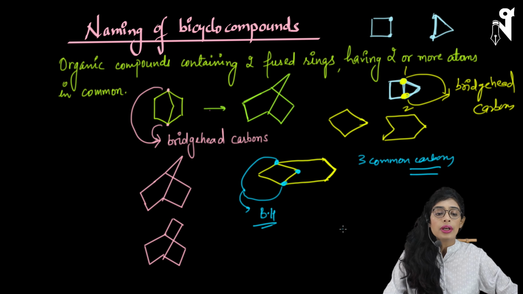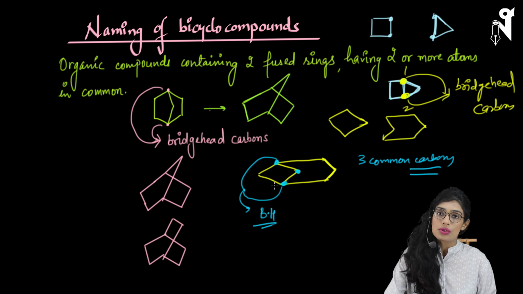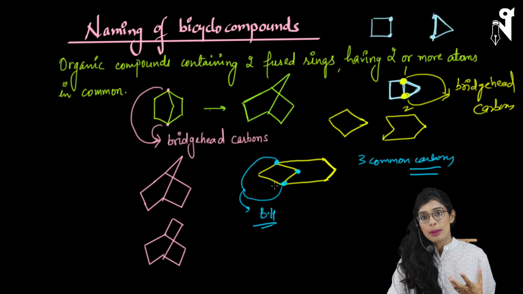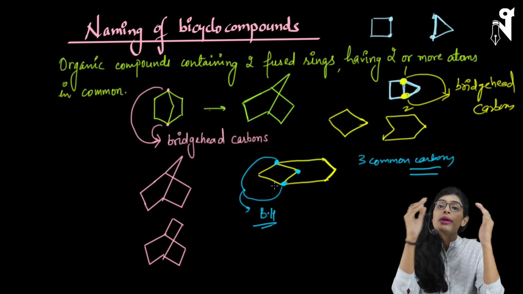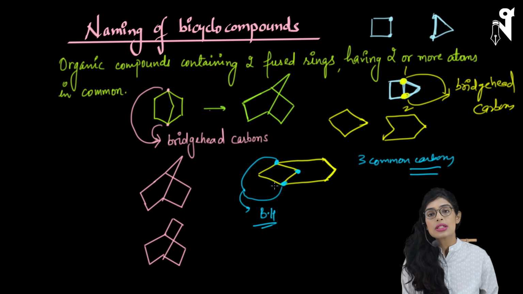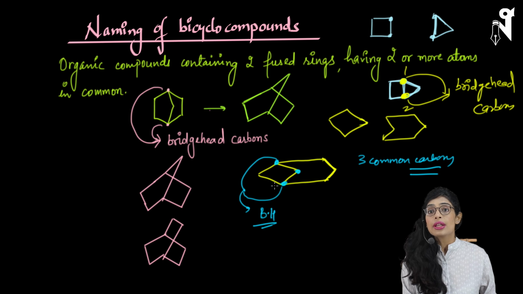Okay. So what I have shown here is a 2D representation of the structure. Now when you encounter bicyclo compounds in the paper or in different exams, you may get a 2D representation or you may get a 3D representation. You have to keep your mental eye open and visualize how the structure looks.